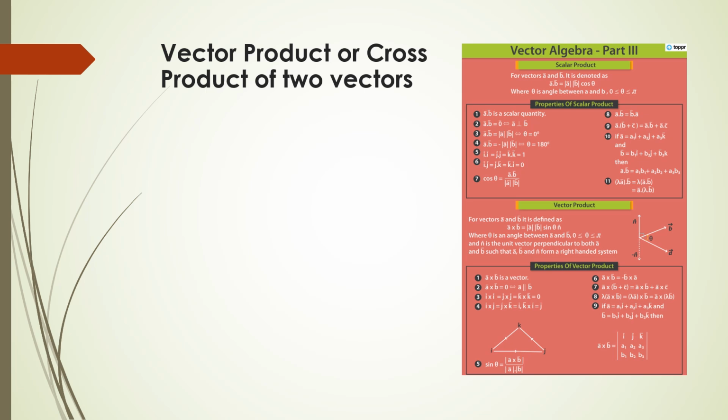The angular acceleration of a body is defined as the ratio of the change in the angular velocity to the time interval. Angular acceleration equals change in angular velocity by time taken. The unit of angular acceleration is radian per second squared and dimensional formula is M0 L0 T minus 2.